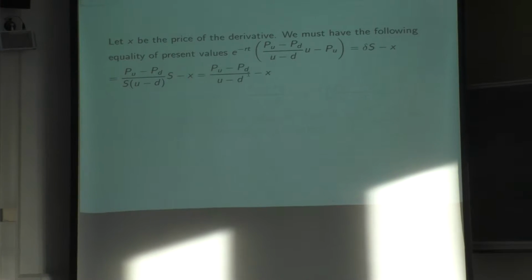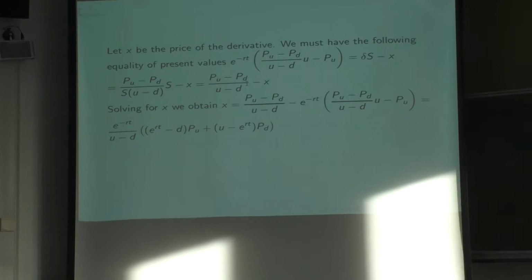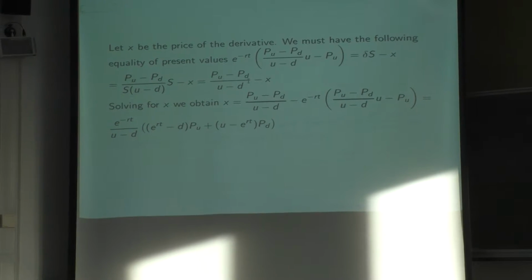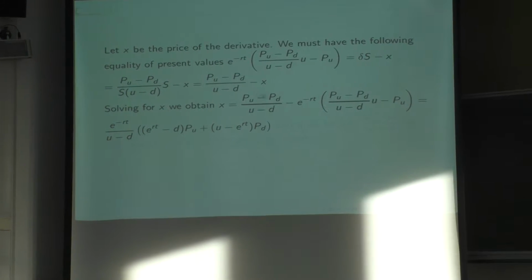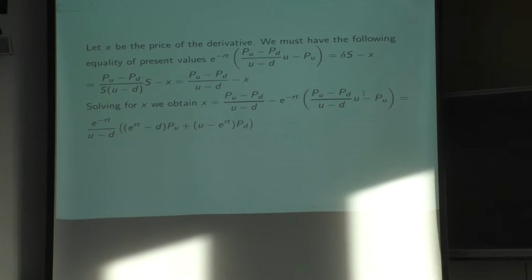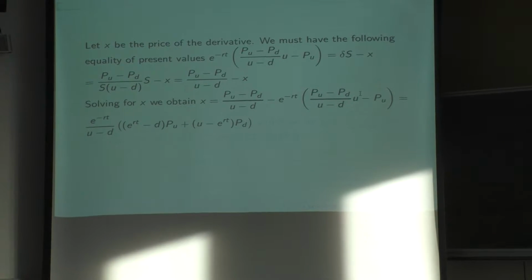We can solve for x. We can solve for the value of this derivative at time 0. And we're getting this. And you can rearrange things a bit, and you can end up pulling this expression outside. And we're left with that.